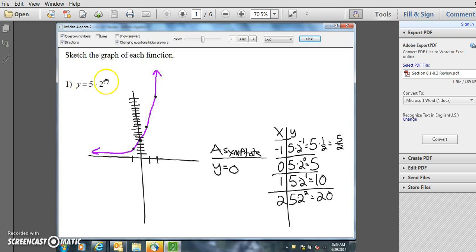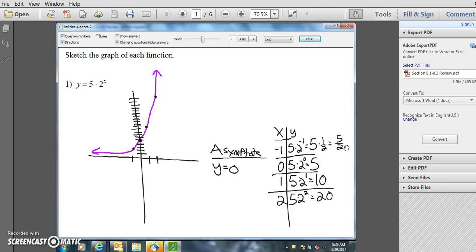Notice this is a 2 to the x, which means it's an exponential growth, which means it should go up and to the right. Now, I created a t-chart here, picking my key points, -1, 0, 1, and 2. Doing all the work over here. Remember, a negative exponent flips the fraction, so 2 to the negative first becomes 1 over 2 to the first. You could have that as a decimal, 2.5, your choice.